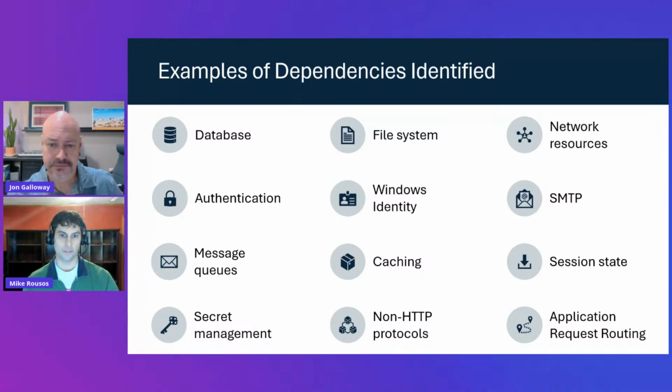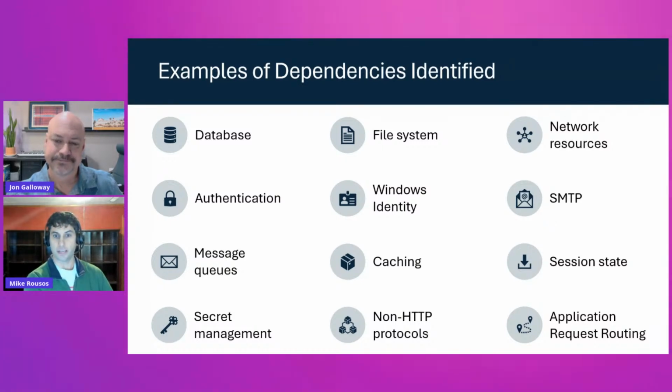The third thing that we look for is any dependency that would impact the ability for the application to scale. If you have in-proc session state, if you have in-memory caching, things like that work fine when your application is just deployed on one IIS server sitting in your data center.